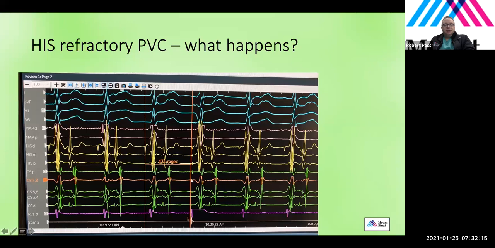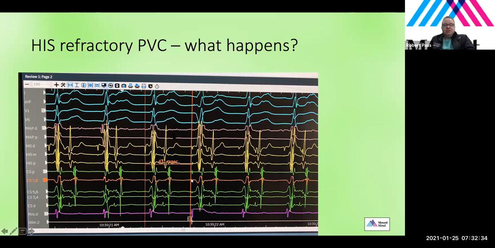If, however, there is no accessory pathway, and this is AVNRT, when I put a His refractory PVC in, the next A should be exactly on time, because I cannot retime or reset the atrial contraction, because all of the reentry is occurring above the level of the refractory His.